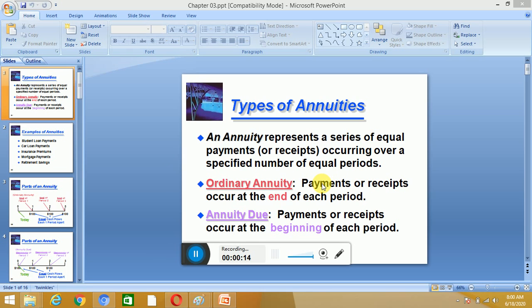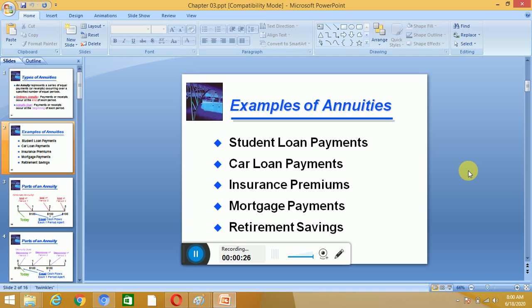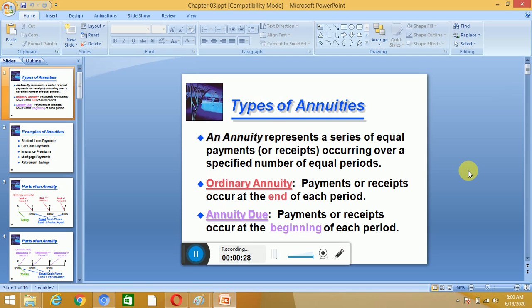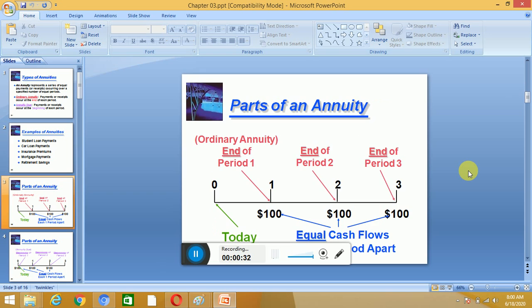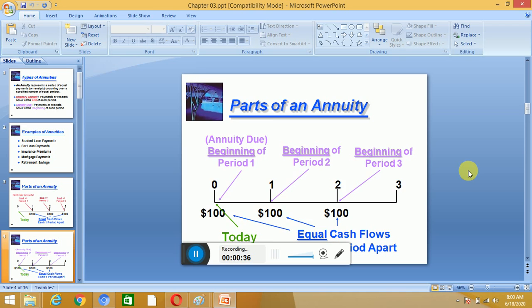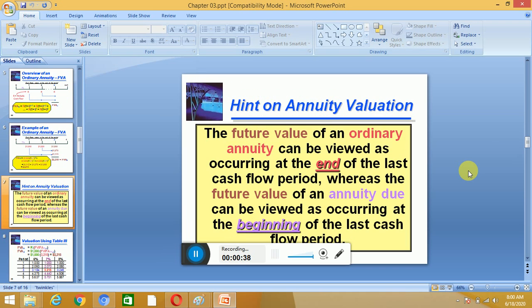In the previous class, if you remember, we discussed annuities and types of annuities. Today we will discuss the formulas for calculating ordinary annuity, future value of annuity and present value of annuity.